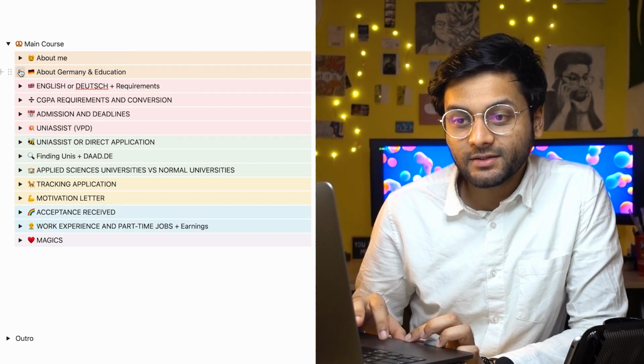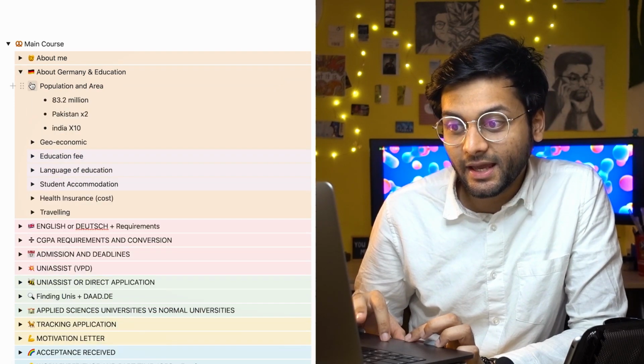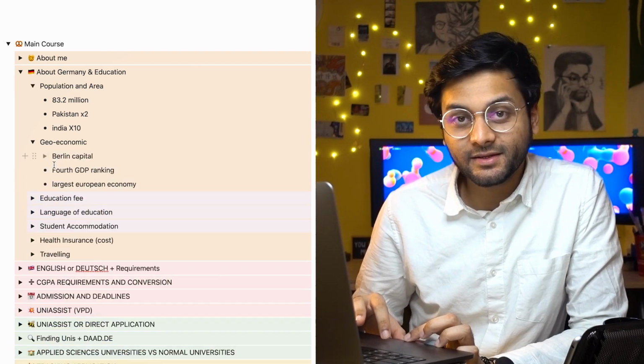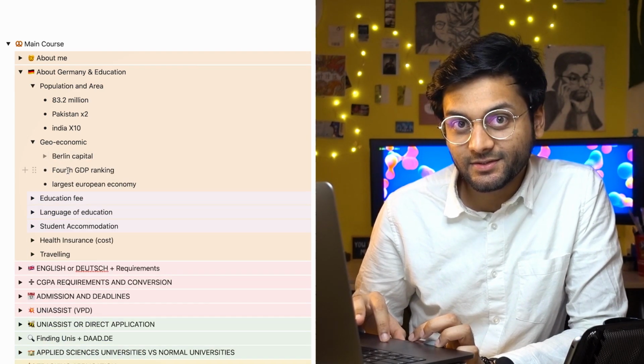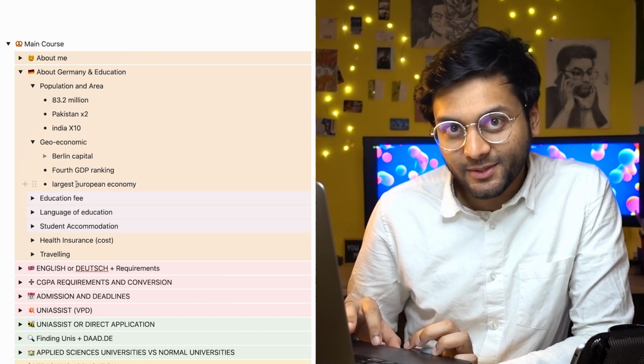So population wise, 83 million people live here, and Pakistan is double the size of Germany and India is 10 times the size of Germany. Geo-economic wise, Berlin is the capital of Germany, and GDP wise, Germany ranks 4th in the list. And it is the largest economy in Europe. So that's something to look out for.